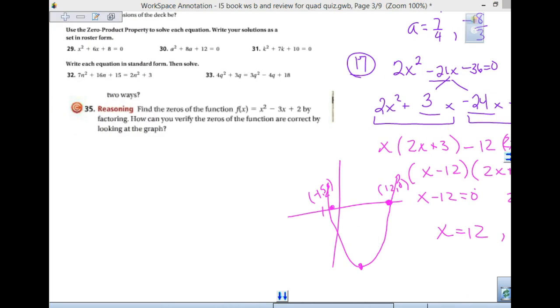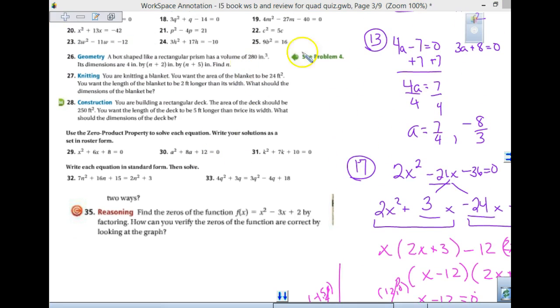As we look at the other couple ones, 23, key thing in 23, you have to have it equal to 0. So you're going to rewrite this as 2w squared minus 11w plus 12 equals 0. You have to add 12 to both sides. Now do the same thing that we did in 17 as you look at 23.